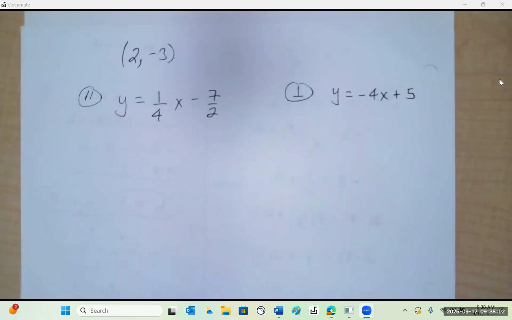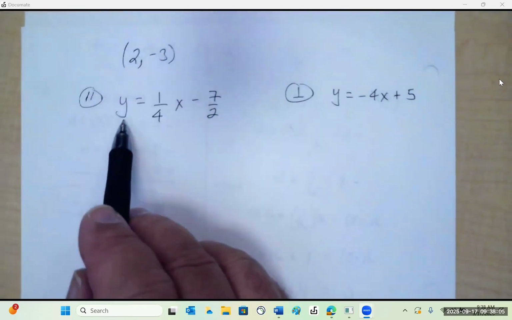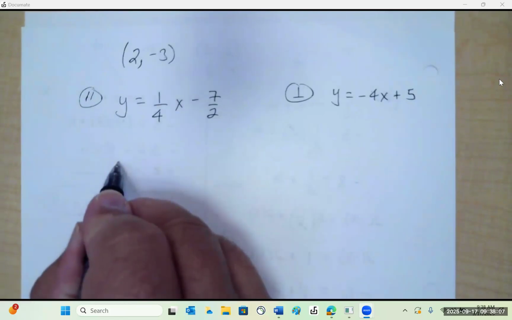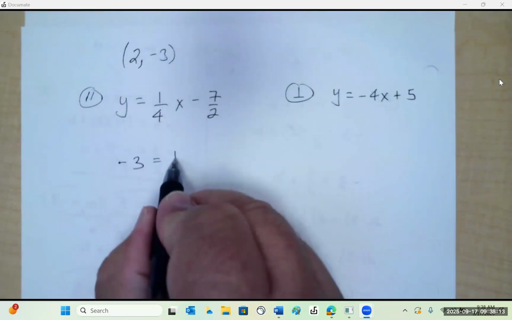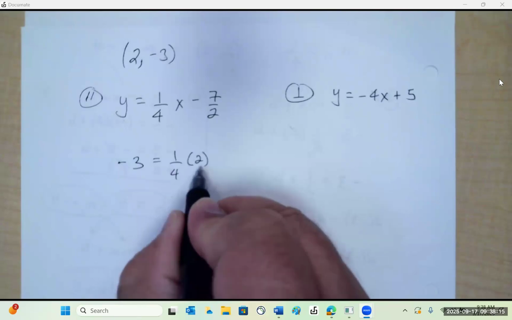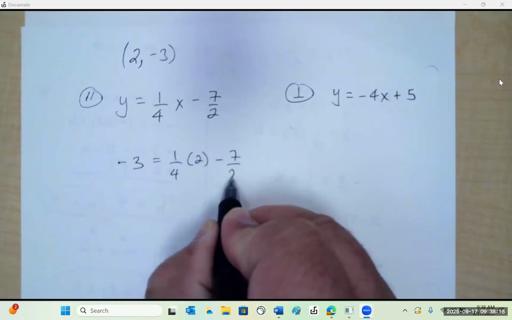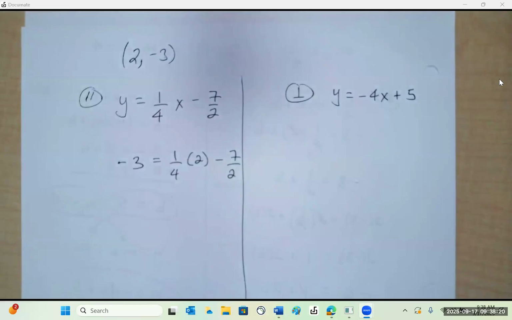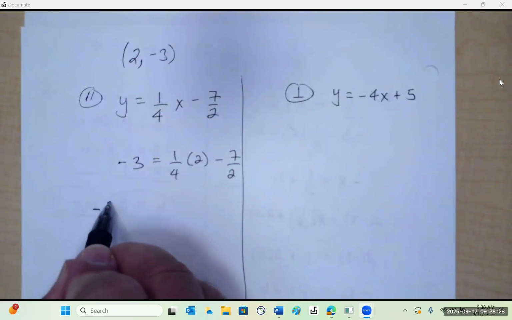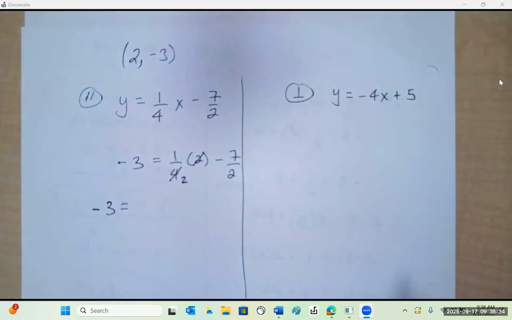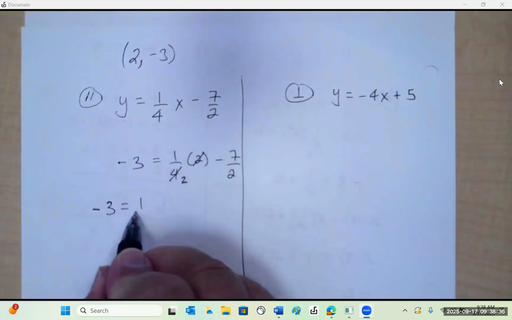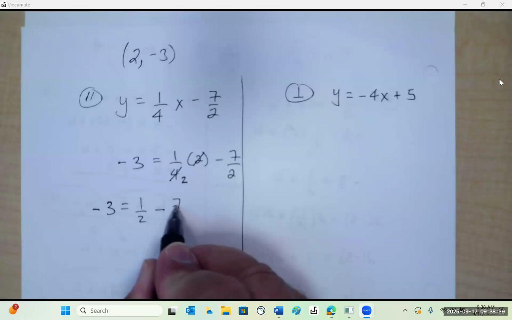It's easy. Plug them in there. What's y? -3. And x is 2. Work it out. See if both sides are equal. So we have -3. The 2 cancels with the 4. That makes it 2. So we have 1/2 minus 7/2.